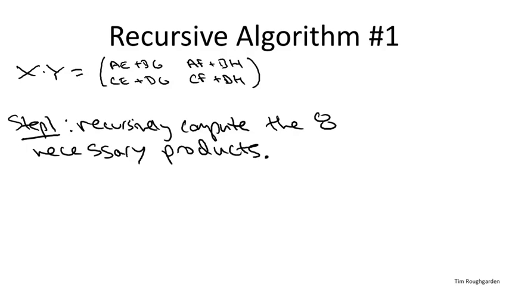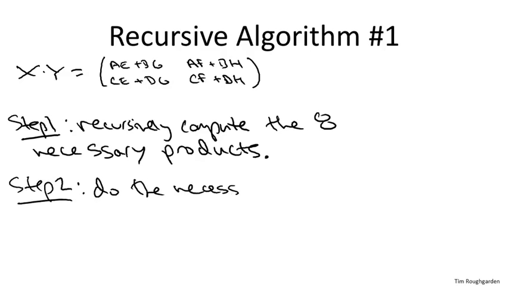Once those recursive calls complete, then all we do is do the necessary 4 additions. As we discussed, that takes time proportional to the number of entries in the matrix, so this is going to take quadratic time overall, quadratic in n, linear in the number of entries.